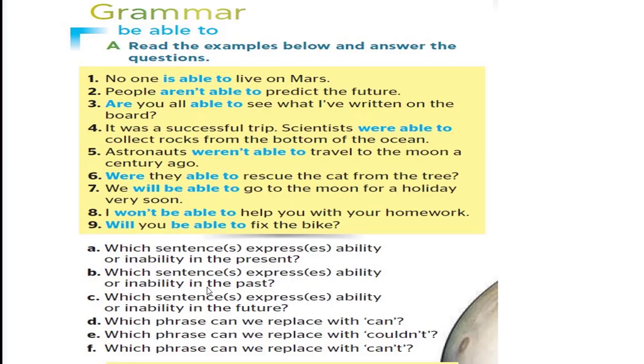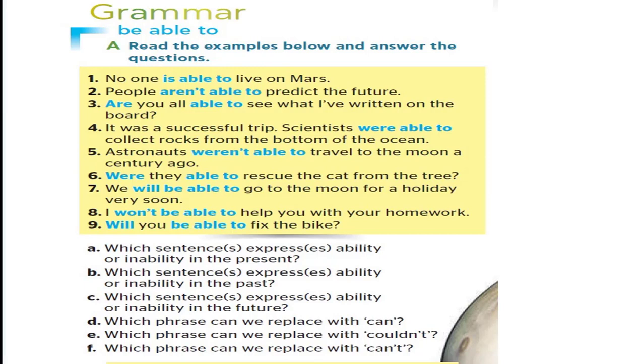Now let's have a look at this example. Read the examples below and answer the questions. Number 1, no one is able to live on Mars. Number 2, people aren't able to predict the future. Number 3, are you all able to see what I've written on the board? 4, it was a successful trip. Scientists were able to collect rocks from the bottom of the ocean. Number 5, astronauts weren't able to travel to the moon a century ago.